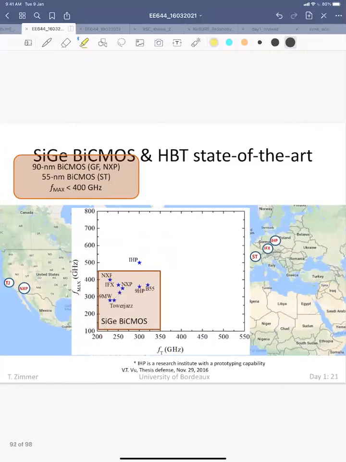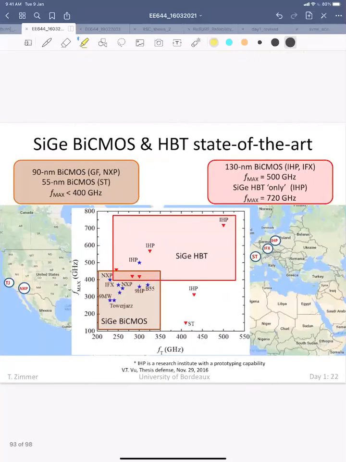And if I look at what has been achieved by now, you have HBTs working at 800 gigahertz Fmax, and the transit frequency FT around 500 gigahertz. Basically, this is a frequency at which a MOS transistor cannot operate. The transit frequency of bipolar transistors, people have achieved almost 500 gigahertz.